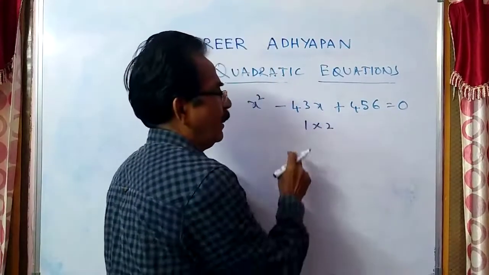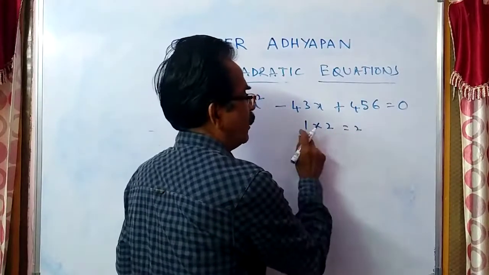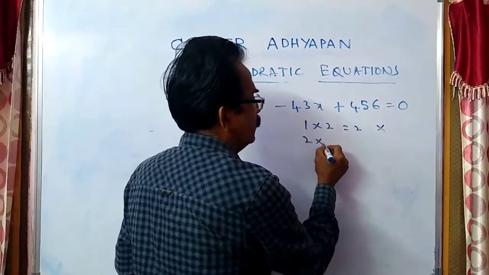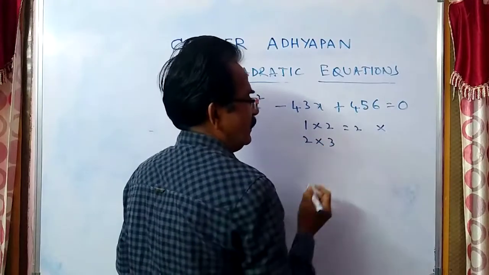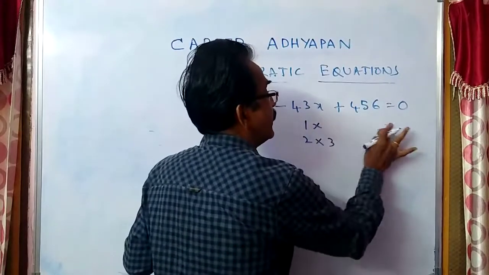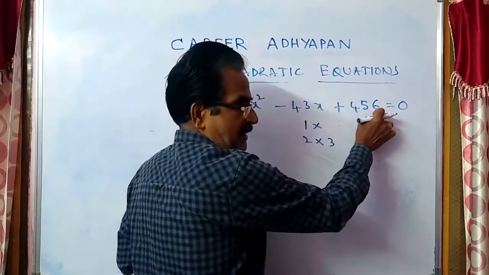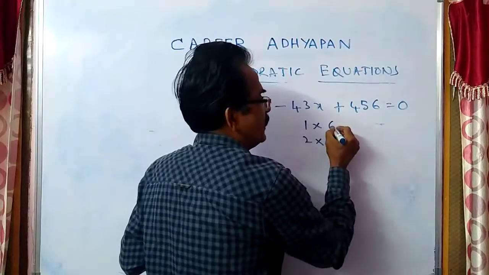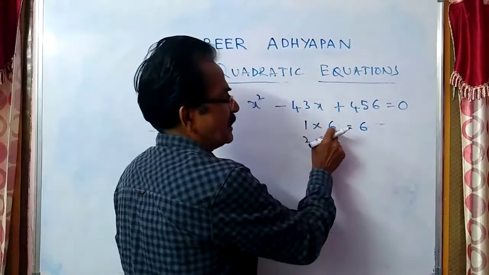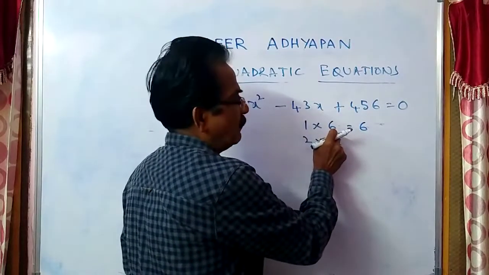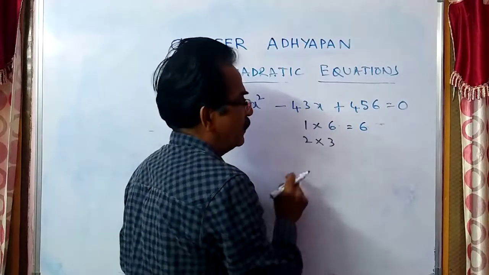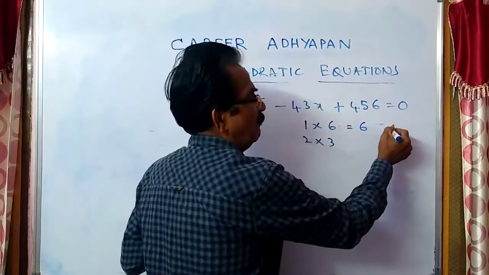1 into 2. Product 6? No, this is wrong. Next 2 into 3. Here you have to see, product must be 6. 1 into 6 is equal to 6, but 1 plus 6 is equal to 7. Sum of the roots how much? Unit digit must be 3. So this is not valid.